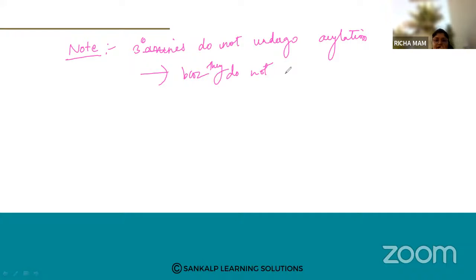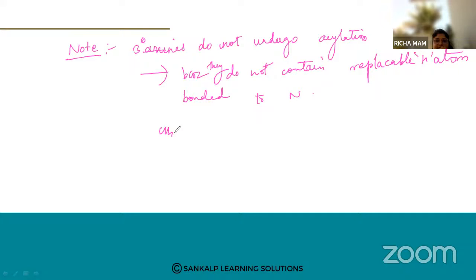Yes. So tertiary amines, please note it down, they do not undergo acylation. Why do they not undergo acylation? Because they do not contain a replaceable hydrogen atom bonded to nitrogen. So remember this.